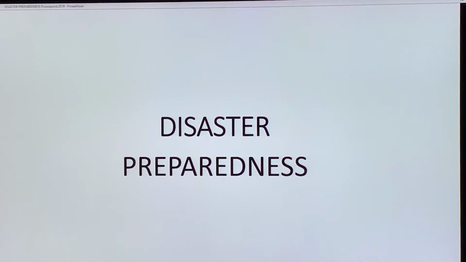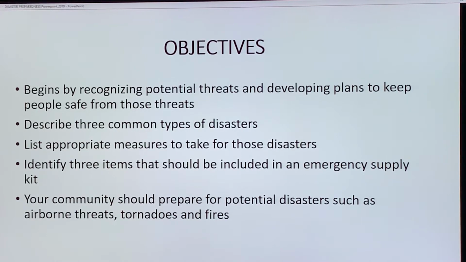Disaster preparedness. Objectives. Begins by recognizing potential threats and developing plans to keep people safe from those threats. Describe 3 common types of disasters. List appropriate measures to take for those disasters. Identify 3 items that should be included in an emergency supply kit.